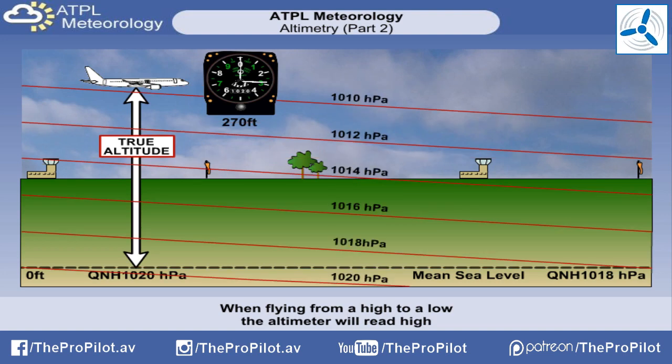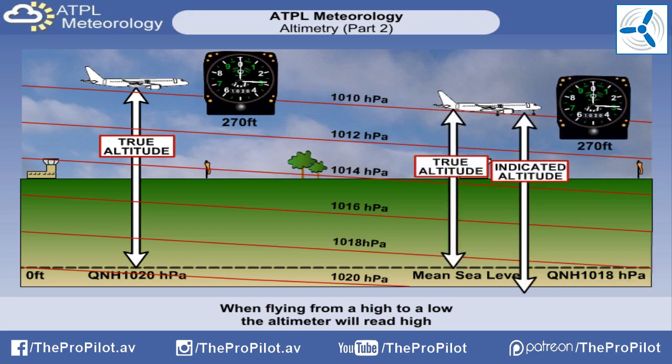But look at what would happen to the isobars if the QNH was lower at the destination airfield. You can see that the isobars now slope towards the ground. En route to our destination, we must ensure our indicated altitude remains the same. But in doing so, we're actually travelling closer and closer to the ground. So, our true altitude is getting less and less, but our indicated altitude is remaining the same. We have a saying to alert us to this problem. When flying from high to low, look out below.